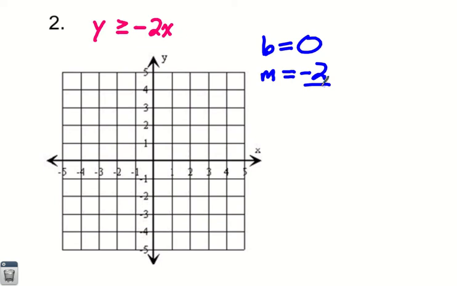Rise over run, so we might as well give it a run. And so, begin with b, move with m: down 2, negative 2, over 1. Might as well make as many points as possible. So now we're drawing our line, and because of the or equal to, it's going to be solid.